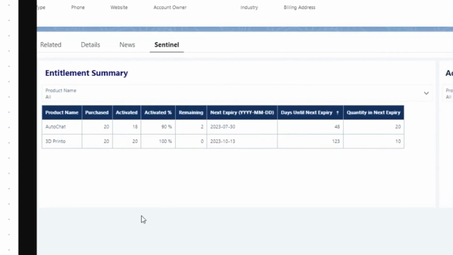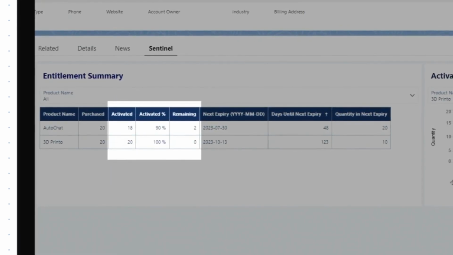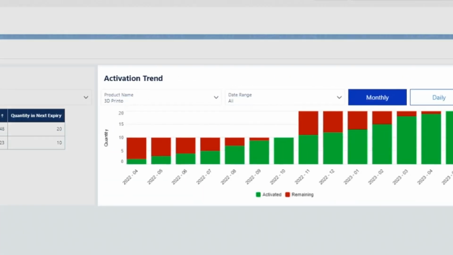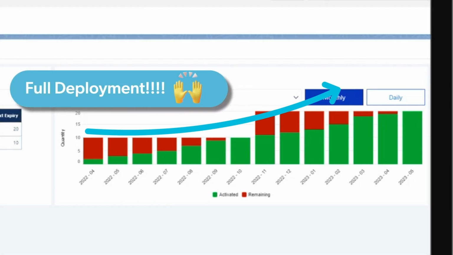Here's the account details. What products did the customer buy? How much did they deploy? And license expiration dates. And you can see the deployment trend over time to really understand the potential next steps. This account is ripe for upsell.